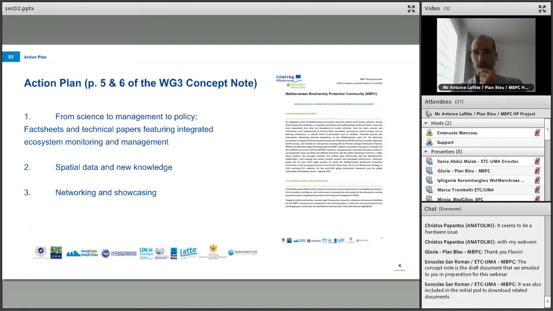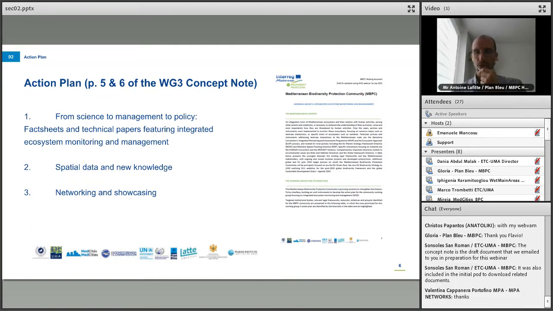A series of fact sheets and technical papers will be produced during the lifetime of the project, and considering its efforts to promote an integrated governance for sustainable management of protected areas, the Working Group 3 focuses on strengthening monitoring and management tools to support managers of these areas.